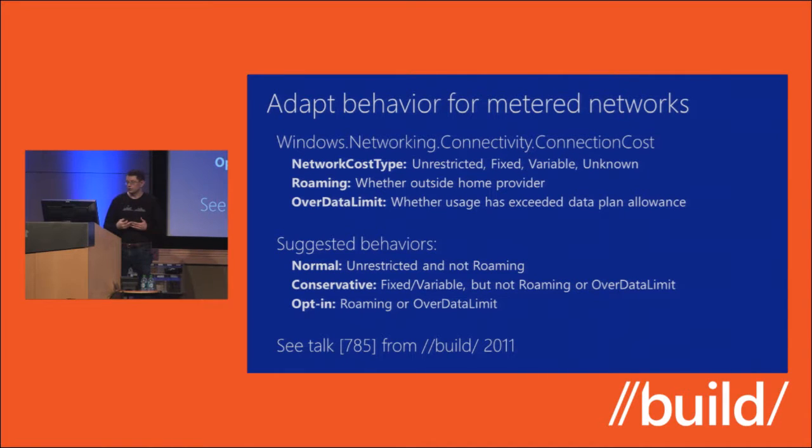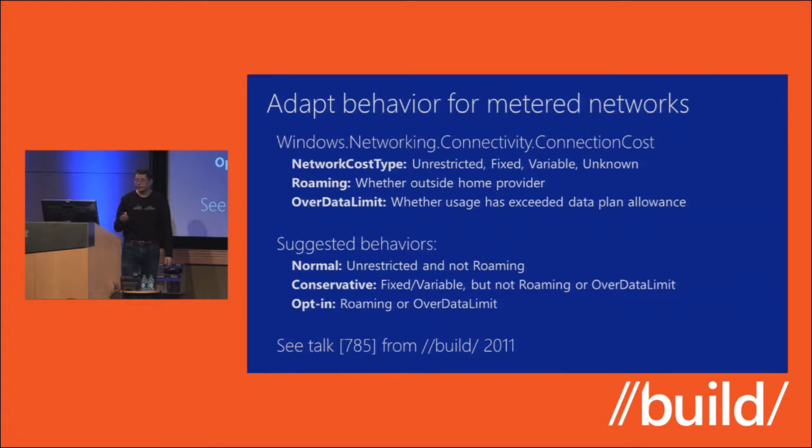There's a property called connection cost that has a couple of properties here that are important. There's a network cost type that's part of that, and that is one of 4 values: unrestricted, fixed, variable, or unknown, that says, am I paying per byte? Am I under a cap? Am I just partying on because it's free Ethernet, like here at the conference?